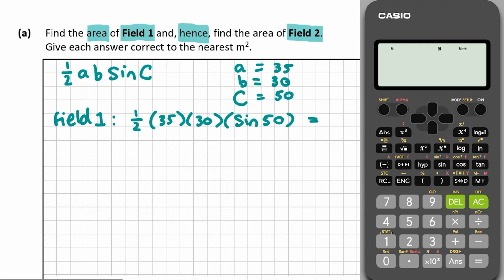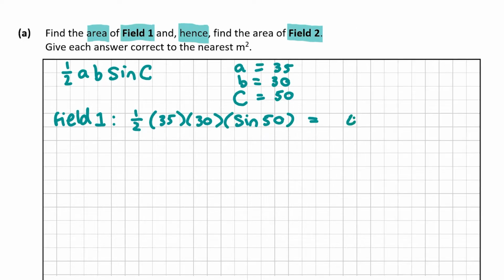So I'm going to put in half multiplied by 35 multiplied by 30 multiplied by the sine of 50. And that gives us 402.17. And that's in meters squared, but it asks us to give it correct to the nearest meter squared. So that is 402 meters squared.